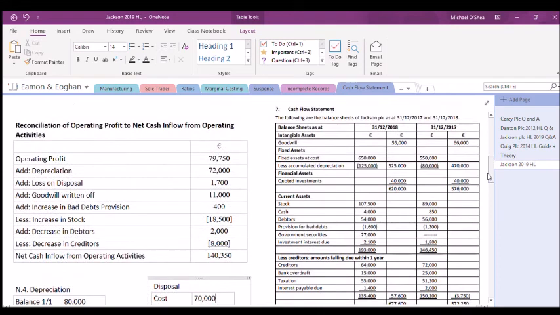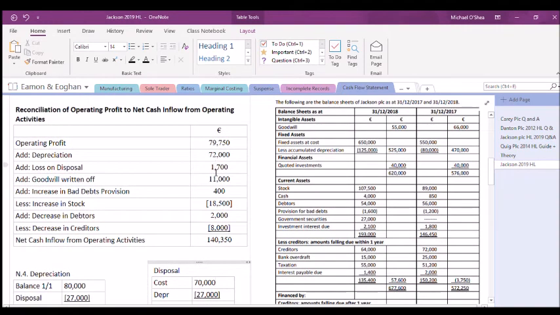So again, this is worth about 20% of the question, and they're generally not that difficult. The difficulty comes in remembering the format and knowing what to add and what to take away. That's the part that catches people. And if you can understand that and you don't have any problem with it, then it's a handy 20% of the question to get. So again, operating profit is given at the start.